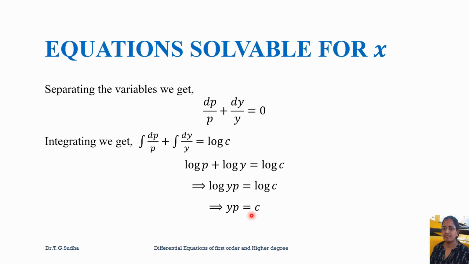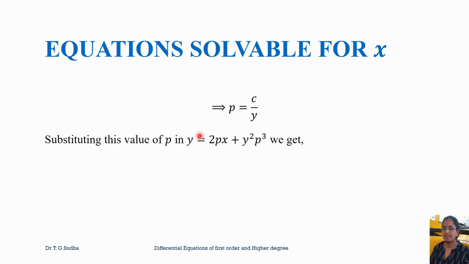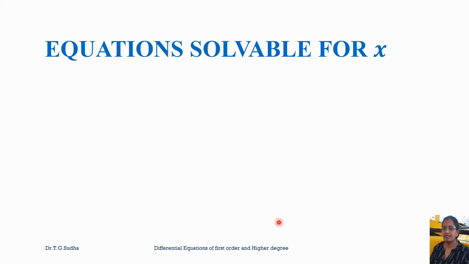Now we get yp is equal to c, and from here we get p is equal to c by y. So let us substitute this value of p in the given expression, that is y is equal to 2px plus y square into p cube. So here we get y is equal to 2 into p, that is c by y, into x, plus y square into p cube, that is (c by y) whole cube. Let us simplify this. So on simplification, we get y square is equal to 2cx plus c cube, and this is the solution to the given differential equation.